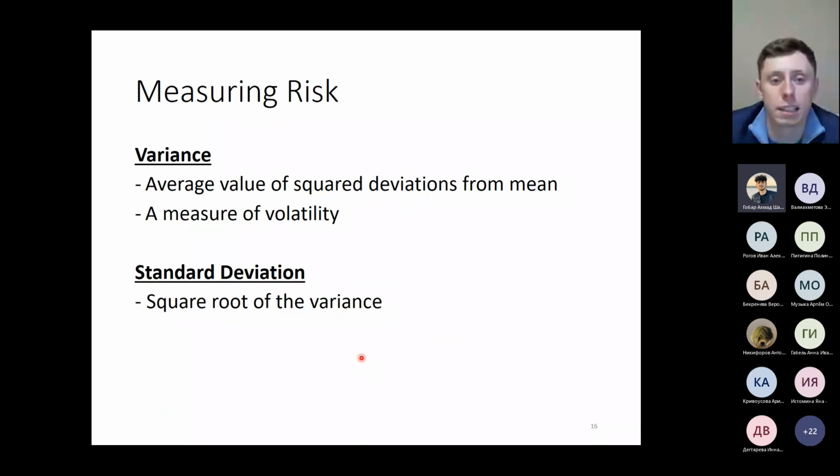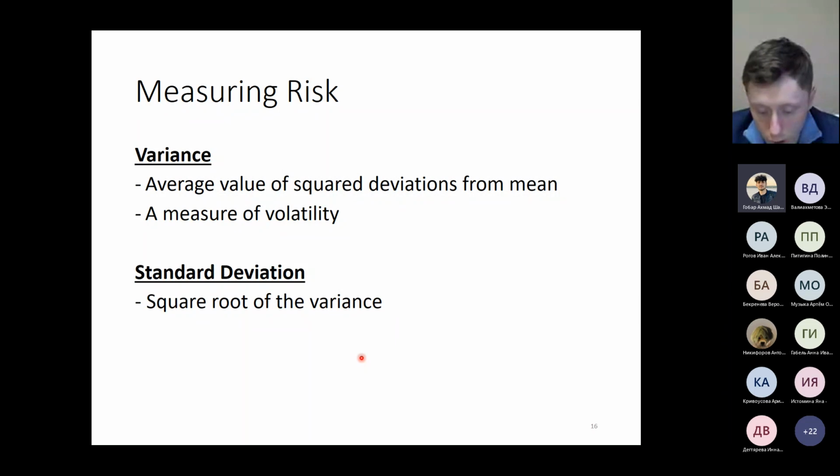Let's talk about how we would estimate the risk. The basic mathematical tools to estimate the risk are mentioned here. The two are very much related to each other, as the standard deviation is the square root of variance, and variance is the average value of the squared deviation of the variable from its own average, or from its own mean. It is a measure of volatility.